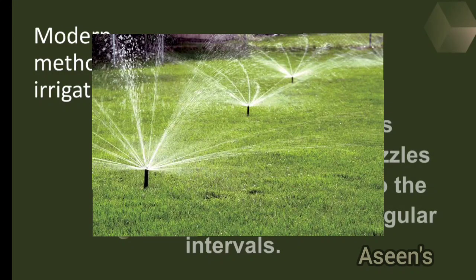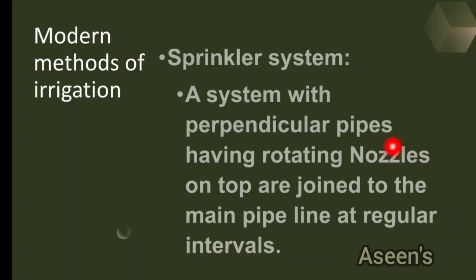So what is this sprinkler system? It's a system with perpendicular pipes. Perpendicular in the sense that these pipes are at 90 degrees to one another, having rotating nozzles on top, joined to the main pipeline at regular intervals. The definition looks slightly confusing, but I guess you'll understand it better seeing the picture. This is what a sprinkler system looks like. It's an entire system where you have sprinklers attached. The sprinklers will do the job of irrigation.